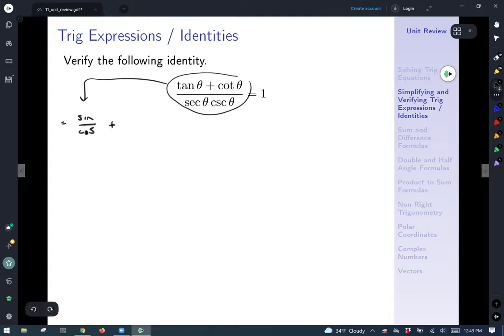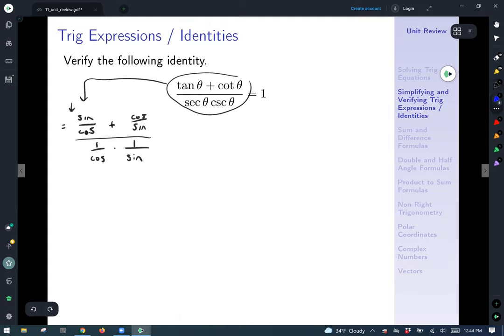And you know what? Leave yourself just a smidge of room before the plus sign over here, either way on one side of the fraction. And then cotangent is cosine over sine, all over secant. Well, secant, every trig has its cos, so secant is 1 over cosine. Cosecant, every trig has its cos, so it's 1 over sine.